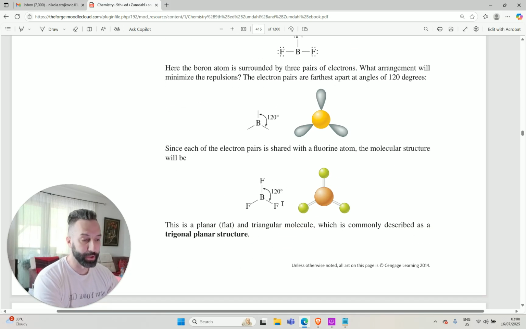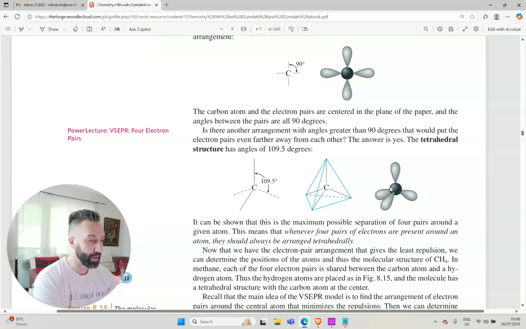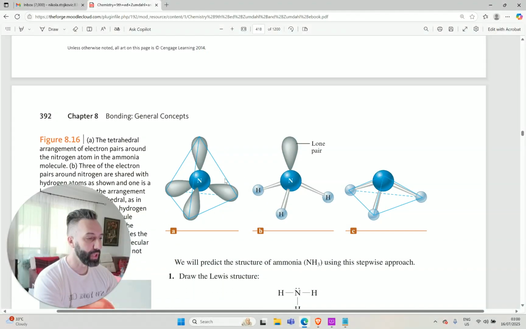So this is going to be an angle of 120. But then you have CH4, again, which looks like it's 90 degrees, looks like this, but actually in 3D is like this. We talked about it in hybridization lesson. So 109.5.